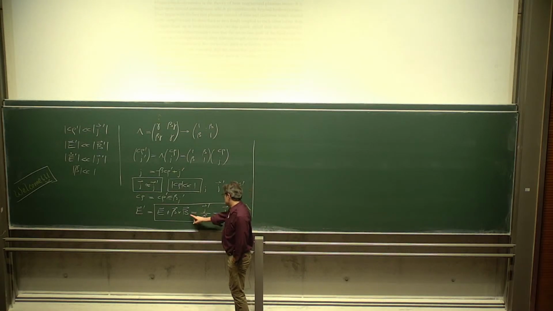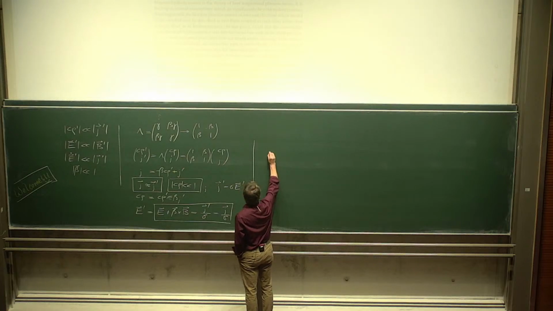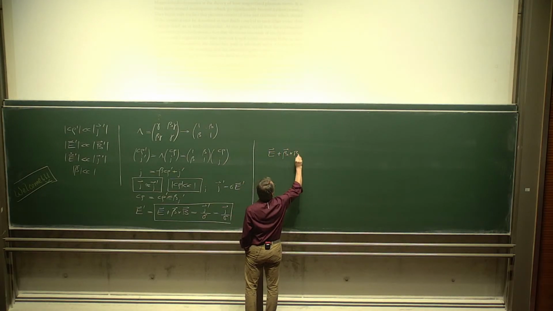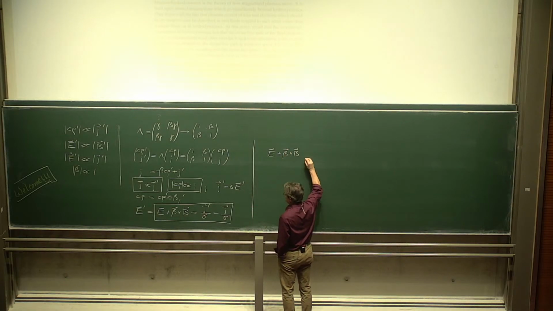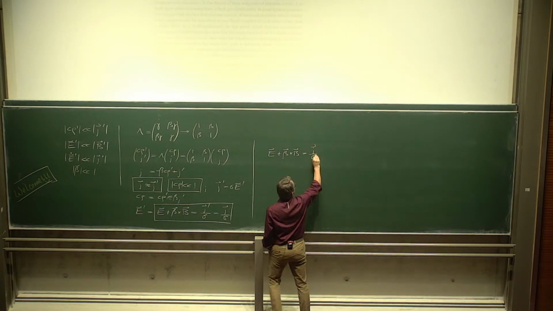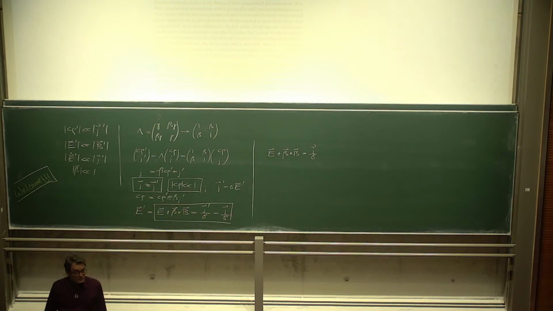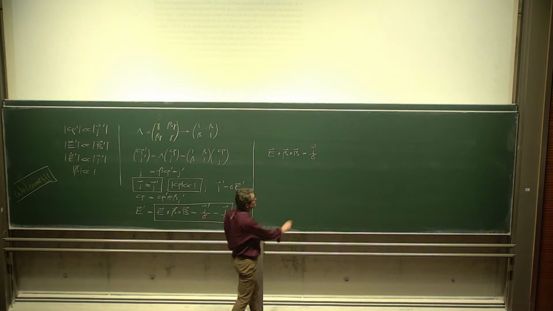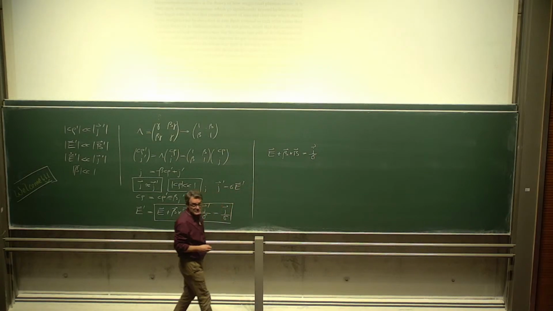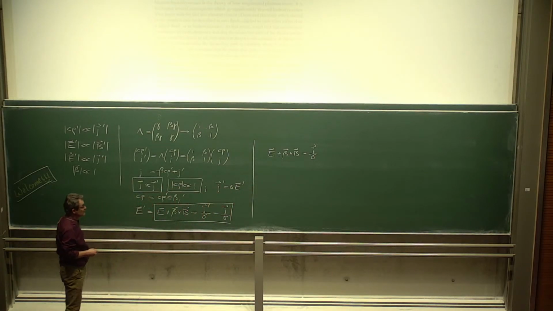We start with this one here and say E plus beta cross B equals J over sigma. Notice that this has nothing to do with Maxwell's equations, right? This is just a Lorentz transform combined with the assumption of linear response between the current density J and the electric field E.